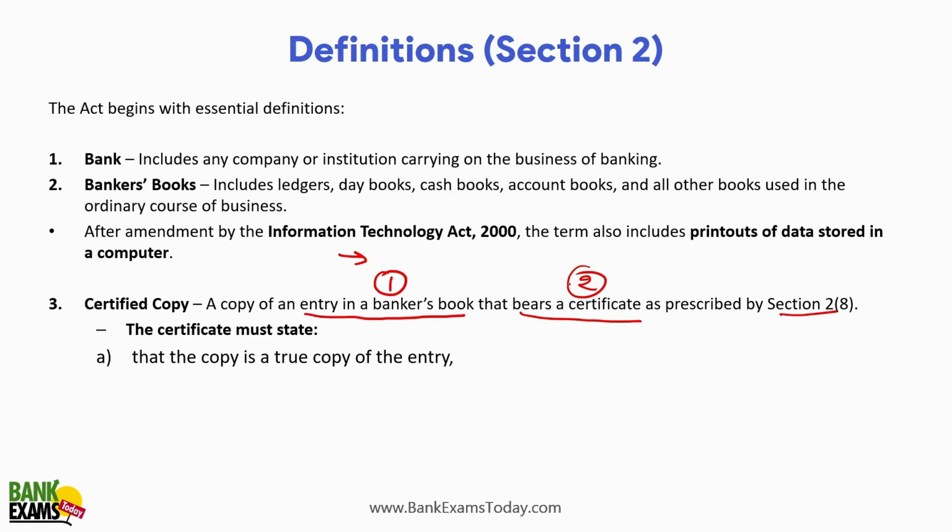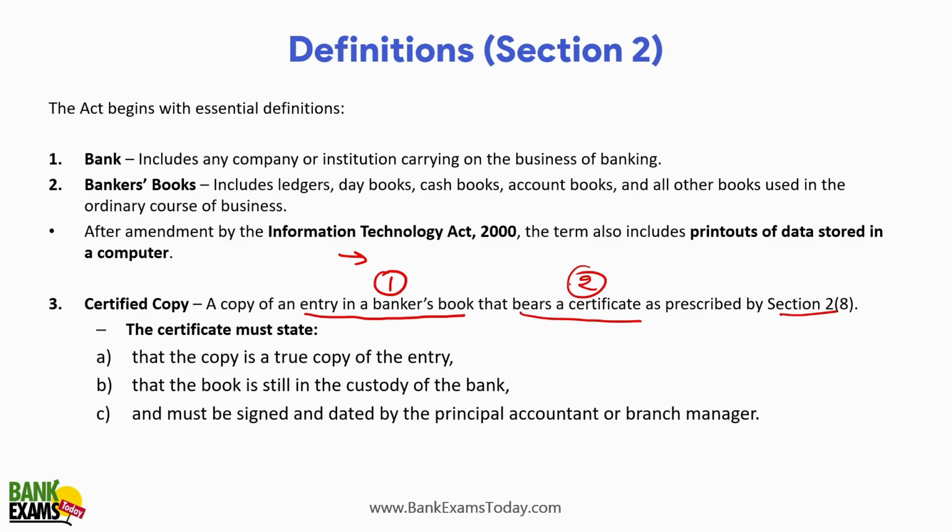So the certificate must state that the copy is a true copy of the entry in the bank's database. The copy is still in the possession of the bank. The bank is still possessing that data, and it must be signed and dated by the principal accountant or the branch manager. These are the three conditions that must be satisfied so that a copy of evidence can be a certified copy.